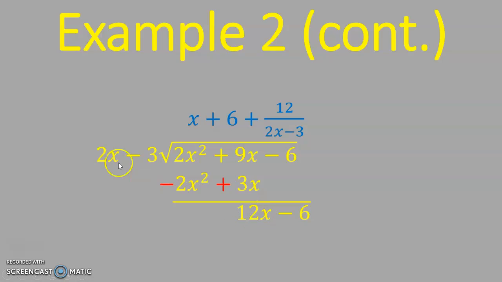Now let's divide again. 12x by 2x, that's where 6 comes from. 6 times 2x is 12x. 6 times negative 3 is negative 18. But again, change the signs. And you're left with this 12. So the way we write our answer, we put 12 on top, and we put 2x minus 3 on the bottom. 2x minus 3 is just this divisor right here. So it's x plus 6 plus 12 over 2x minus 3. Again, the remainder, whatever's left, whatever won't divide, goes over the divisor.